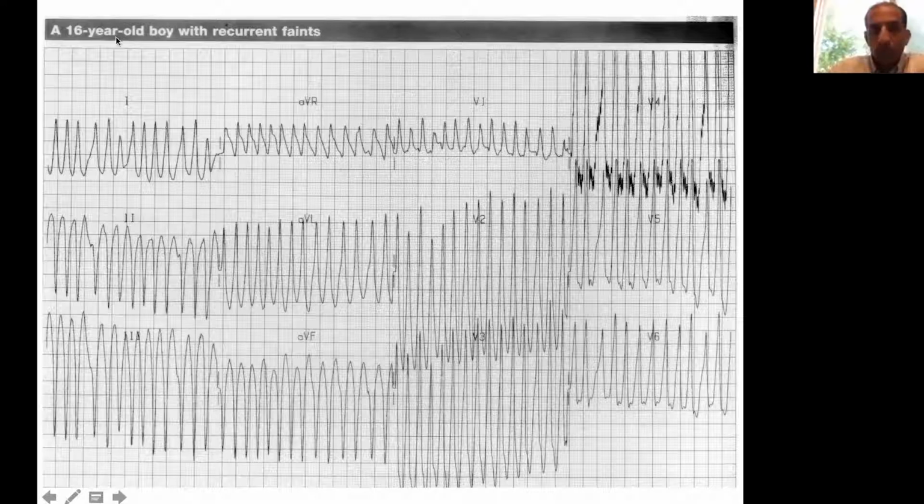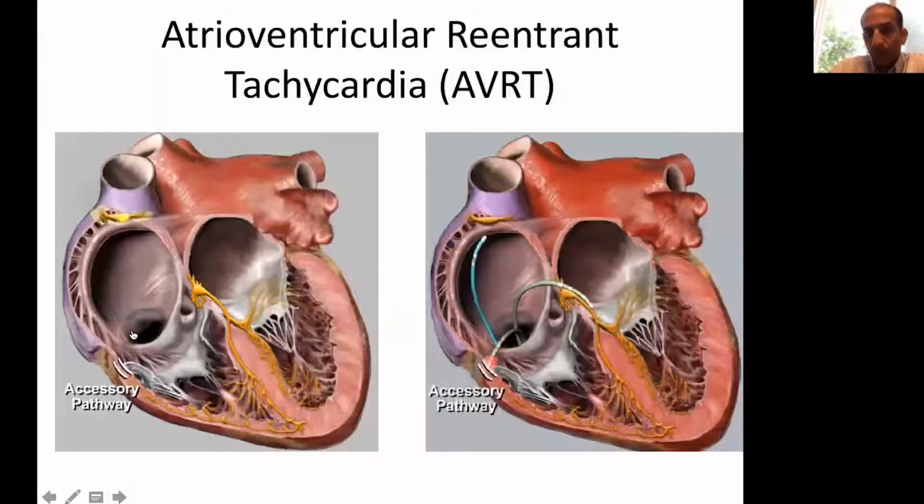This is a 16-year-old kid who presented with atrial fibrillation, and he was conducting very fast through this WPW accessory pathway. So this is what happens in these patients. This is a cartoon to show you one location of a WPW.